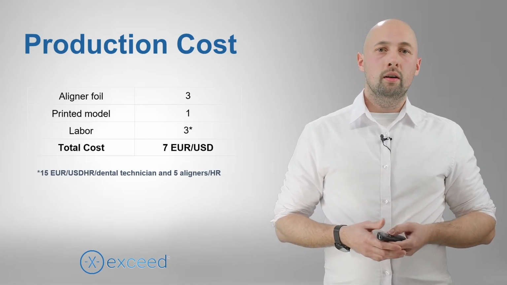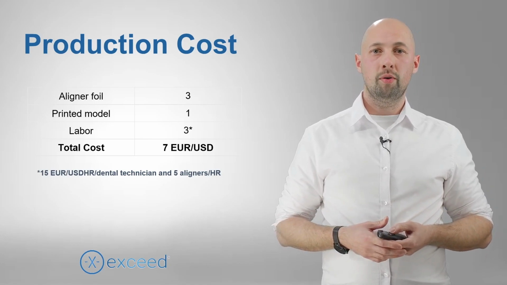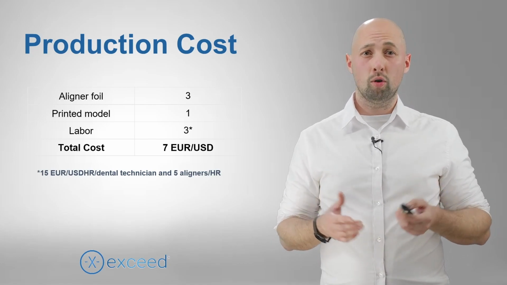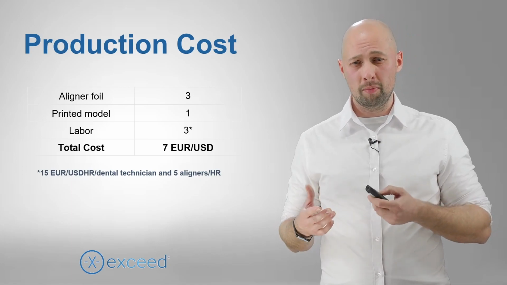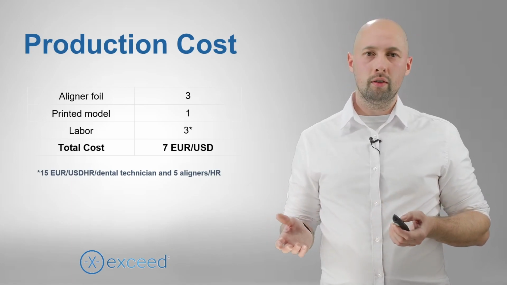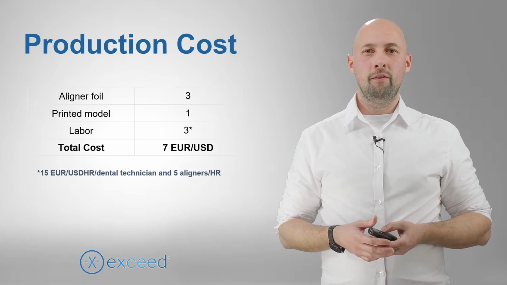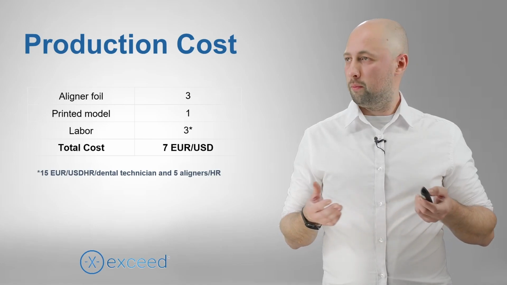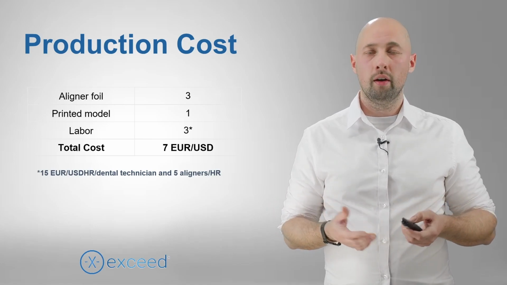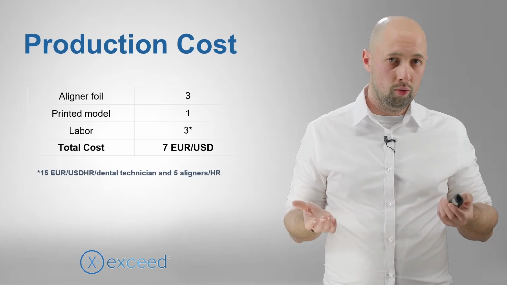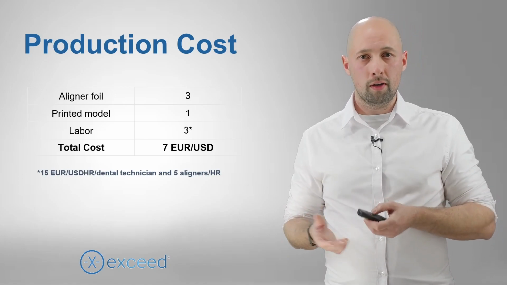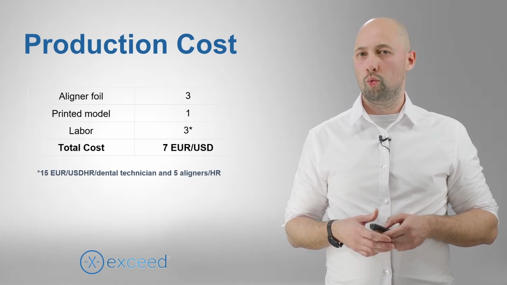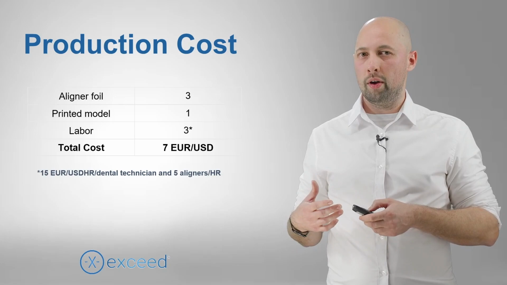On the slide, you can see the rough calculation of the production cost per aligner, including the cost for the materials and labor. The exact costs may vary depending on the specific circumstances, such as the type of the materials, equipment, the efficiency of the production process, whether you use manual trimming or automated trimming, how many aligners per month you actually produce. The more you produce, the lower the costs are per aligner. However, this calculation provides a general idea of what to expect in terms of cost when producing aligners.